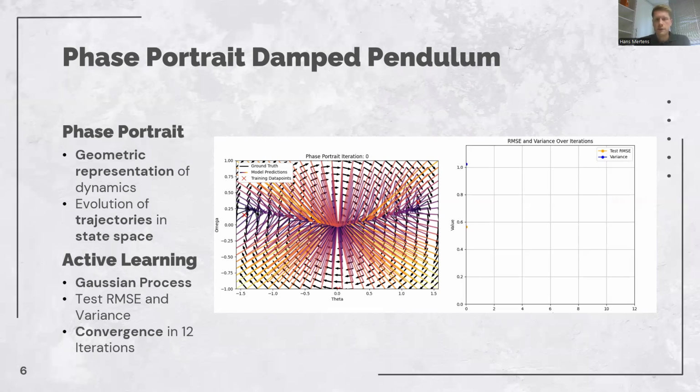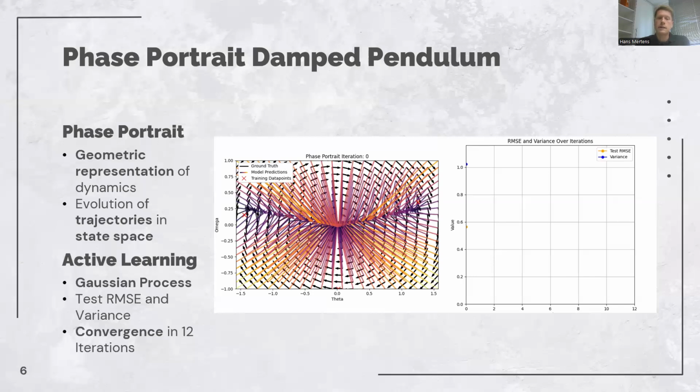This is shown on the left side of this plot. In the back, we have the ground truth. The colorful arrows are the model's predictions, and the red crosses are the training data points. In this case, we're using a Gaussian process as our uncertainty quantification model. On the right side, we will see the test error and the variance of this Gaussian process.